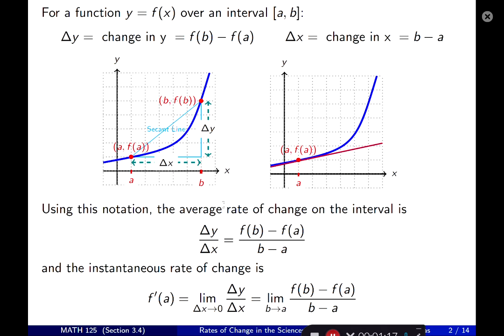And so using this notation, the average rate of change would be delta y over delta x. You see this notation in physics a lot, and we'll start using it more. This means f of b minus f of a over b minus a, just change in y over change in x. Now, the instantaneous rate of change is f prime at a. It's delta y over delta x as b approaches a, or delta x goes to 0, basically.